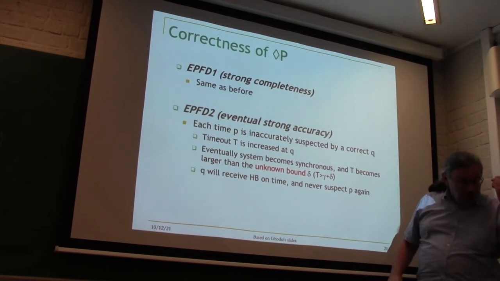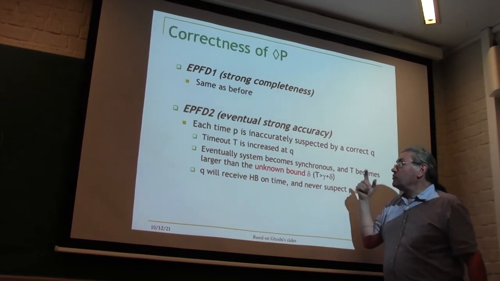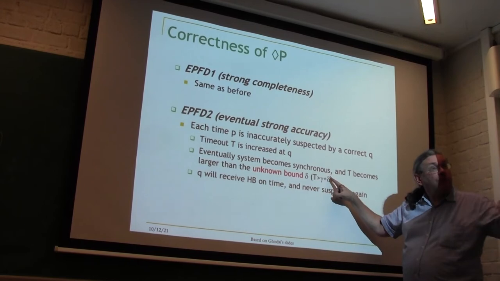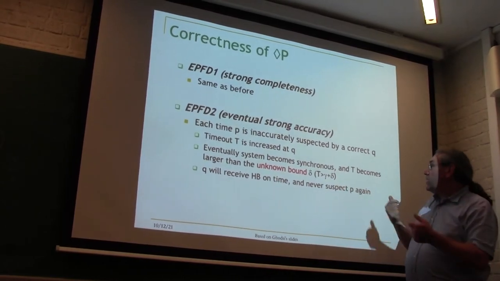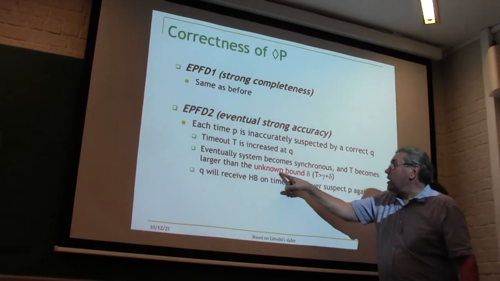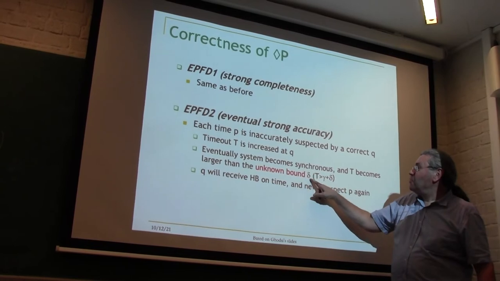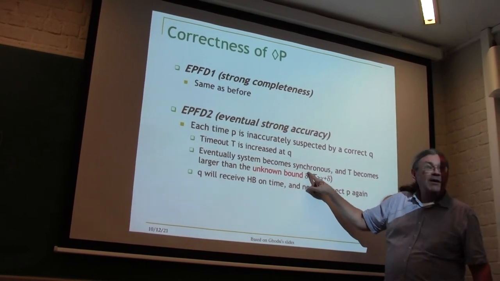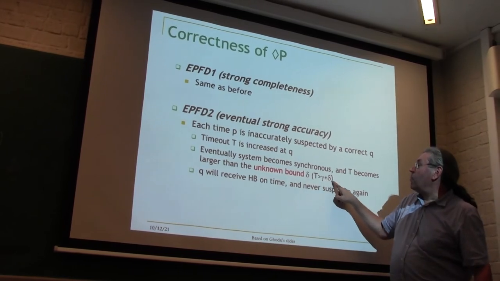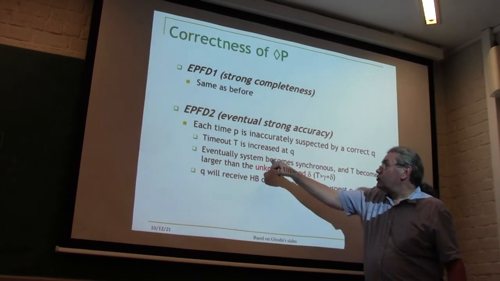And now two things are going to happen. First of all, eventually, the system becomes synchronous. And the second thing, T will become bigger than the unknown bound. So there's this unknown travel time, delta. It's actually bigger than gamma plus delta, because gamma is the heartbeat time. You see there are these two conditions here.